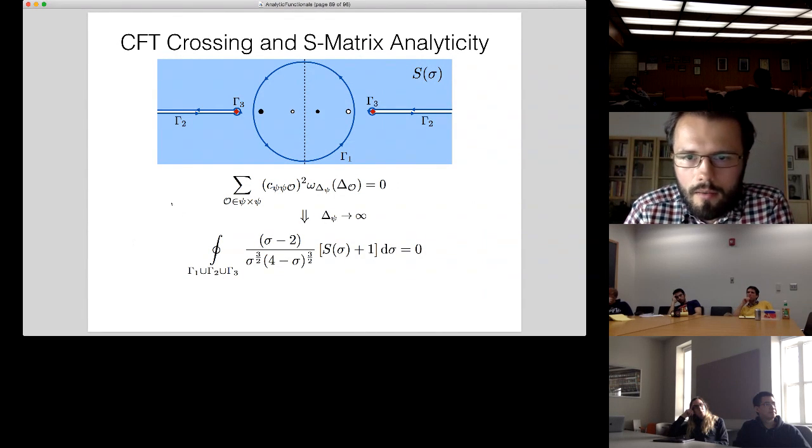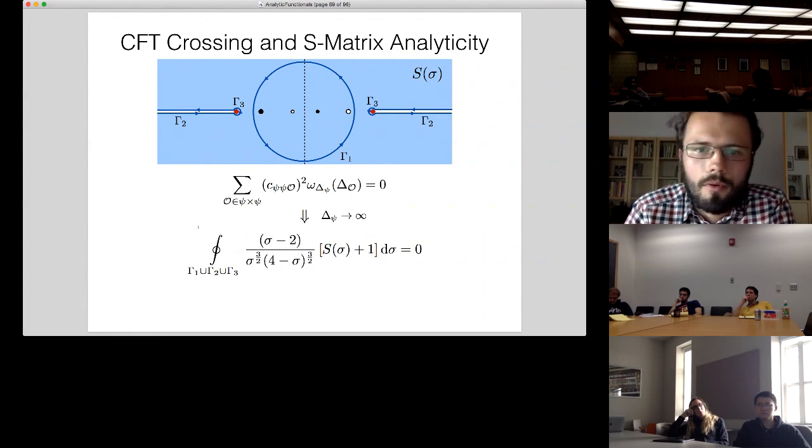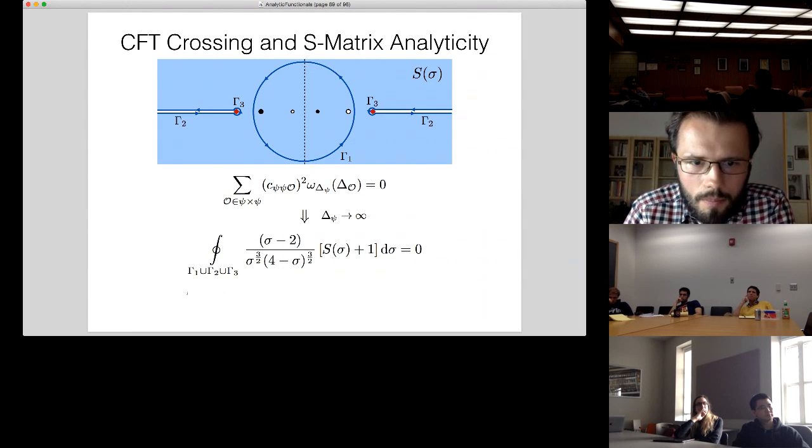Remember that the contour gamma 1 was coming from the bound states, the contour gamma 2 was coming from the two particle states, and now there is a small subtlety which I don't have time to explain about gamma 3. Gamma 3 comes from a contribution of other kinds of states, which at least appear in the boundary solution. But I don't have time to talk about all the details. You can see them in my paper.